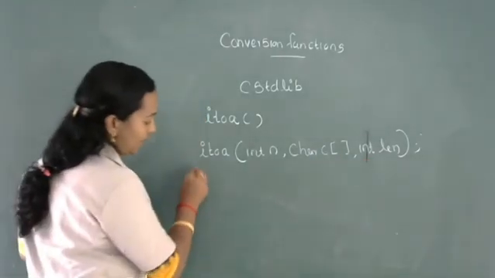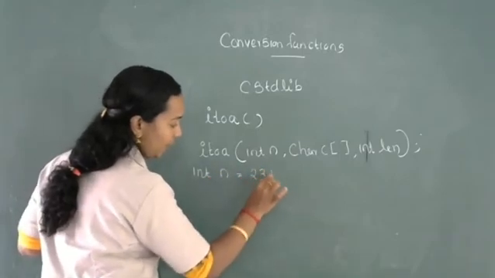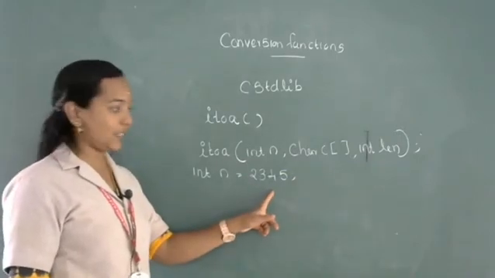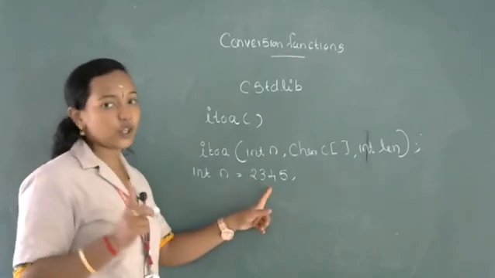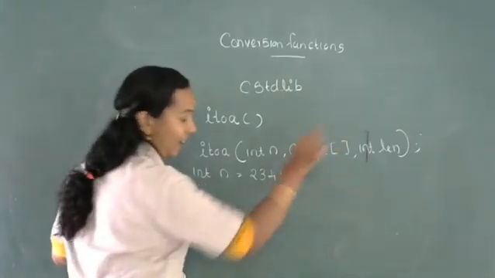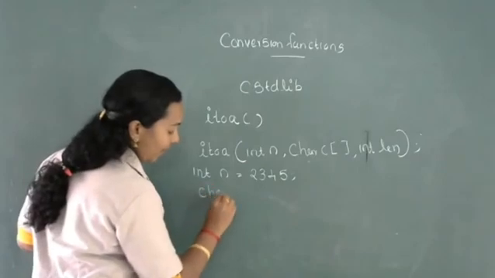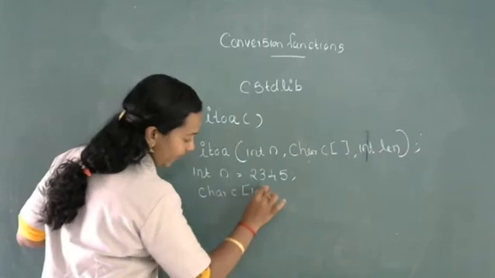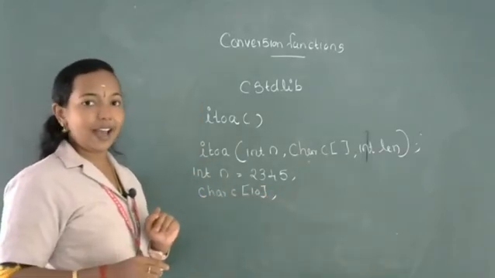Then we can write one example. int n is equal to 2345. Actually this is an integer constant, that's why it is not represented in single quote or double quote. Then after that I am going to declare one more array for storing it in alphabet form. So char c[10]. I declared 2 variables, one integer and the second one a character array.